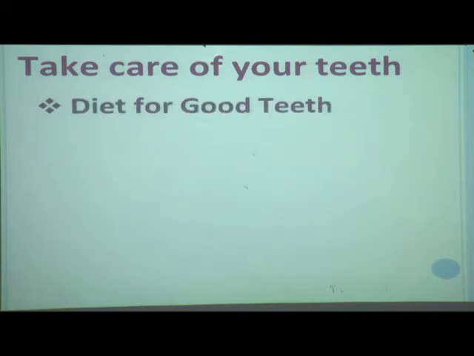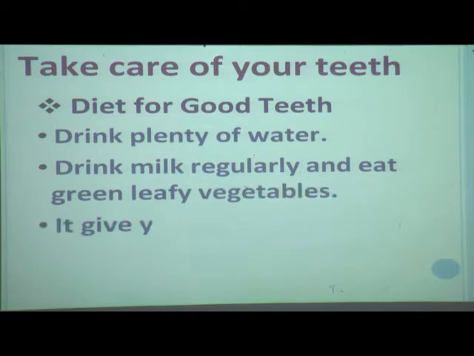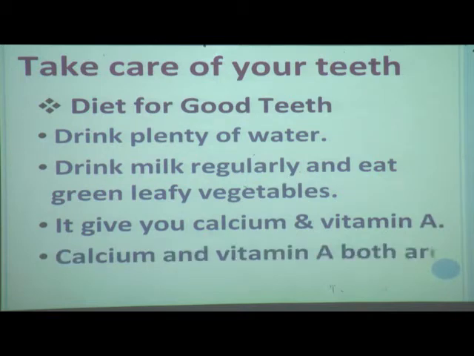And now we will see what is a good diet for good teeth. If you drink plenty of water, if you drink milk regularly and eat green leafy vegetables, it is good for your health and it is good for your teeth also. Why? Because milk and green leafy vegetables give you calcium and vitamin A, and you know that calcium and vitamin A are both good for your teeth. So you should follow good diet habits for good teeth.